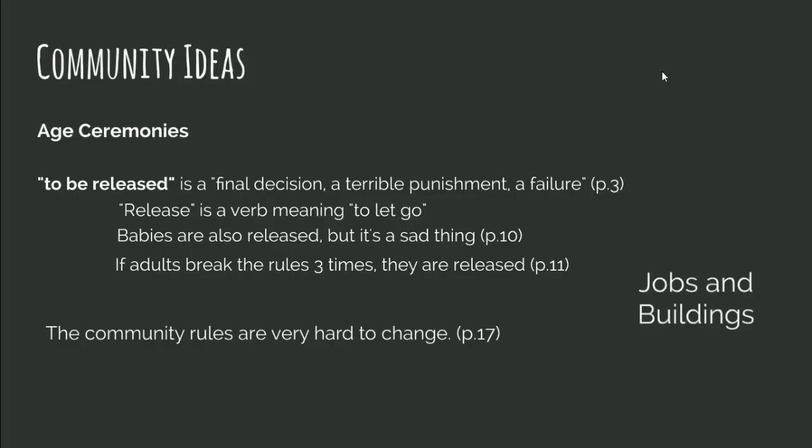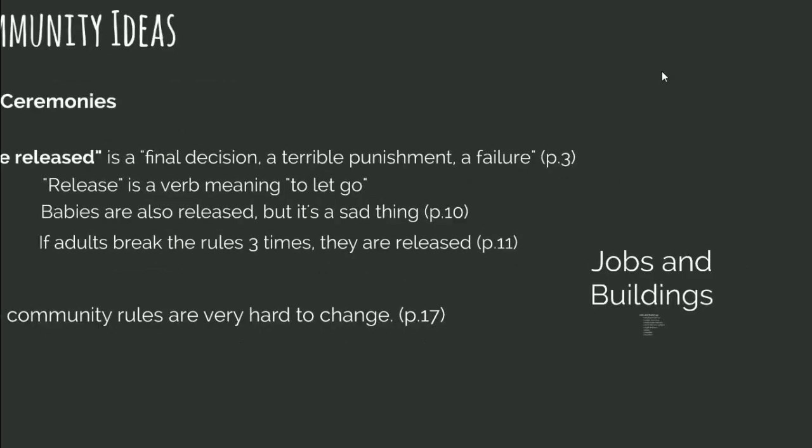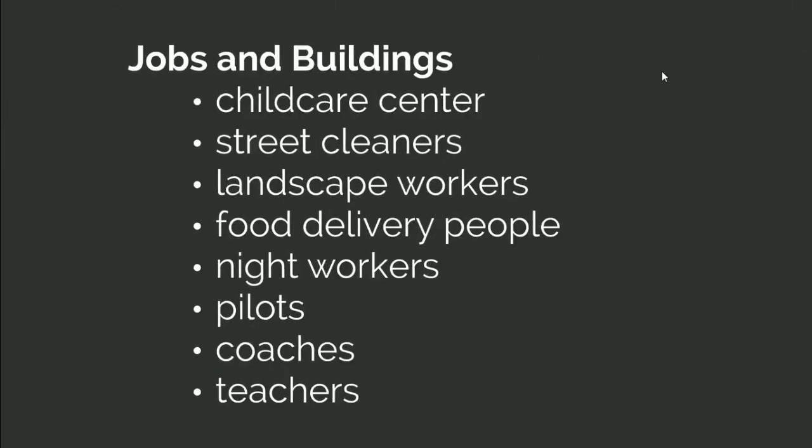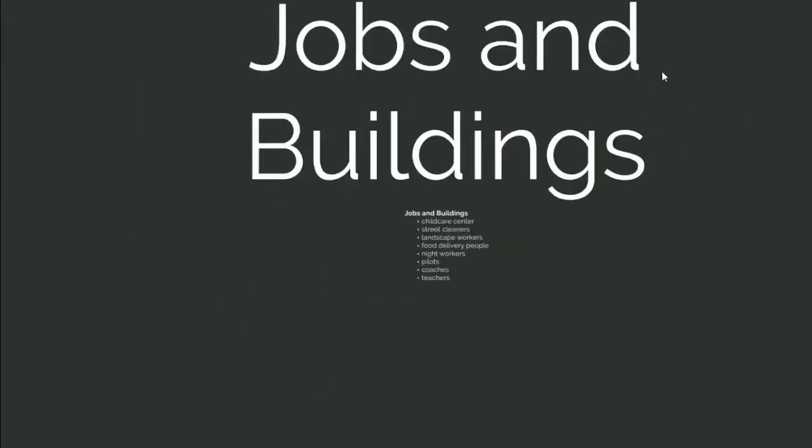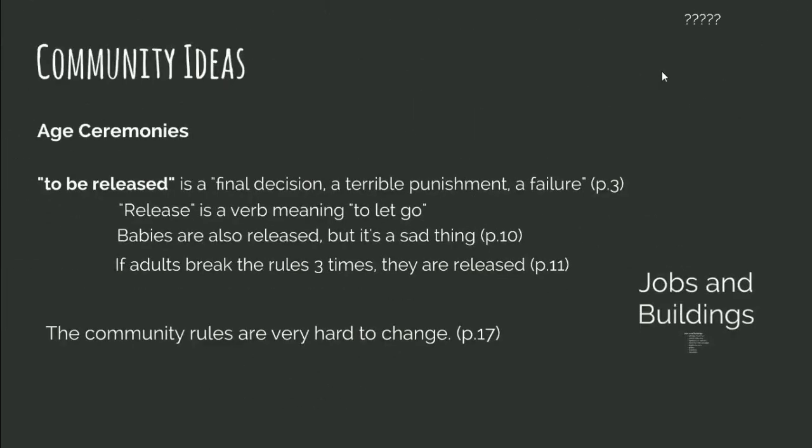In the chapter, there are many jobs and buildings that are mentioned too. A childcare center, street cleaners, landscape workers, food delivery people, night workers, pilots, coaches, teachers. This sounds very similar to our community. We have these things. However, there are many ideas that seem quite different from the way we think about our current communities.